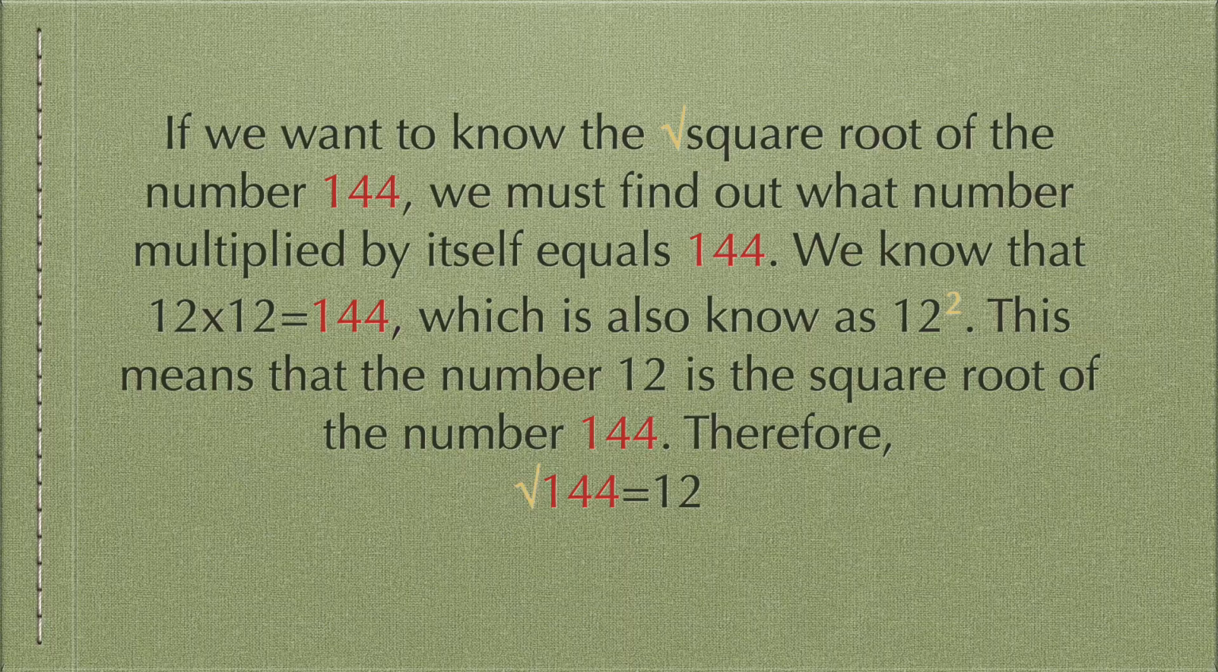If we want to know the square root of the number 144, we must find out what number multiplied by itself equals 144. We know that 12 times 12 equals 144, which is also known as 12 squared. This means that the number 12 is the square root of the number 144. Therefore, the square root of 144 equals 12.